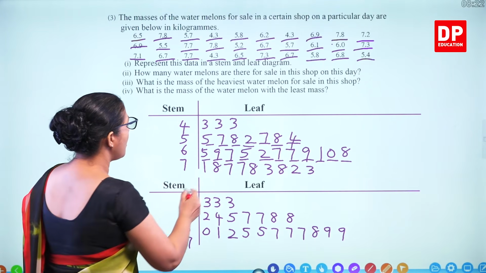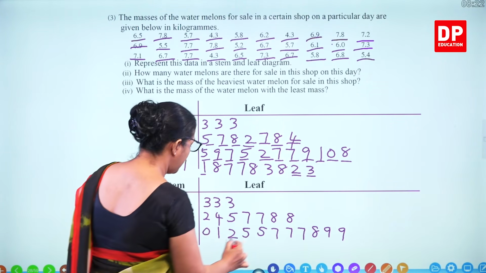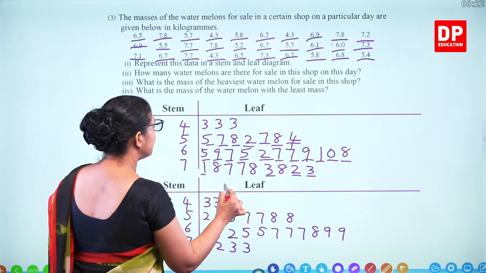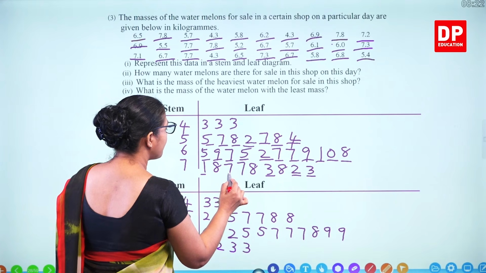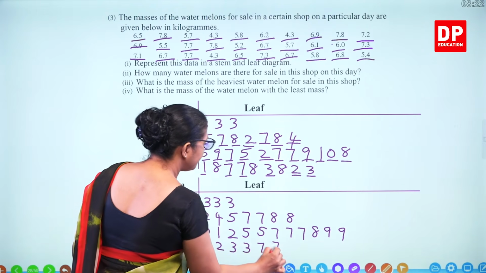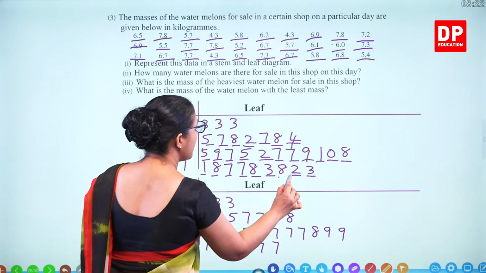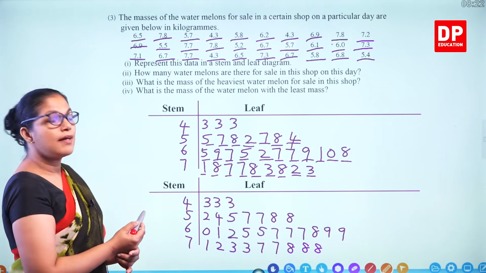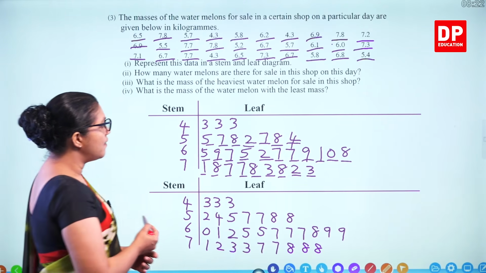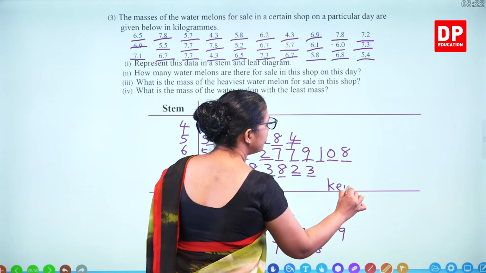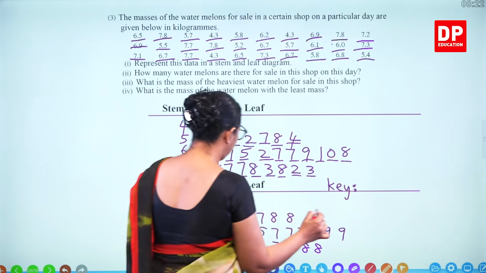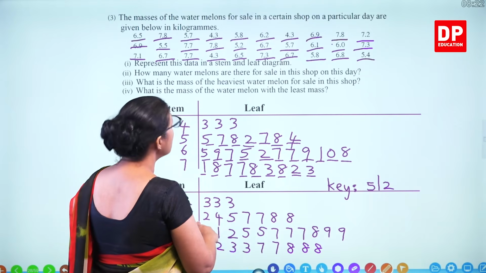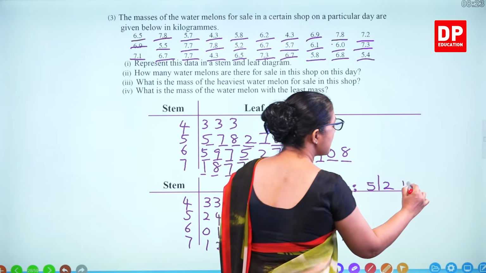Then this one, 1, 2, 3, 3, 7, 7, 8, 8, 8. So that's the final stem and leaf diagram. Now give the key. I can write 5 stroke 2. It is a decimal, so that means 5.2.